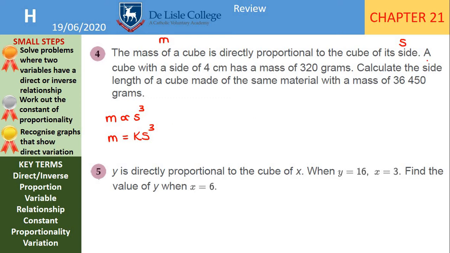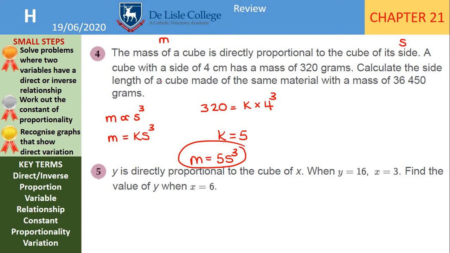Now let's work out what k is, because we're told a cube with a side of 4 has a mass of 320 grams. So the mass will be 320 and the side will be 4. So 4 cubed is 64, and doing 320 shared by 64 gives me that k equals 5. So I've got my formula m equals 5s cubed.